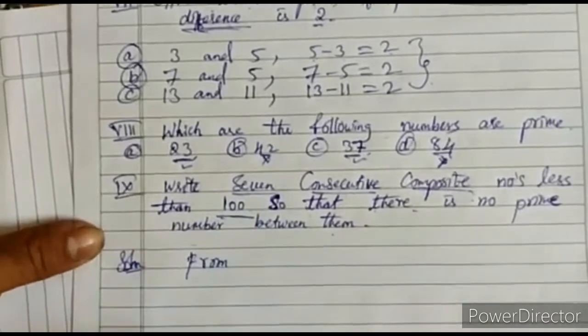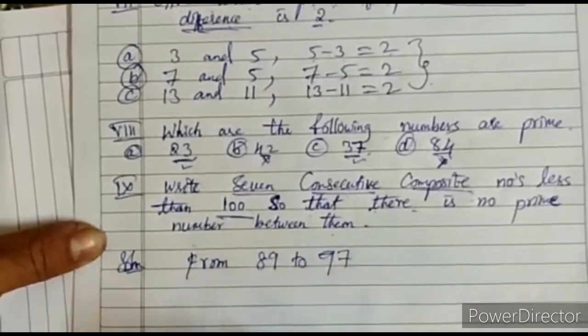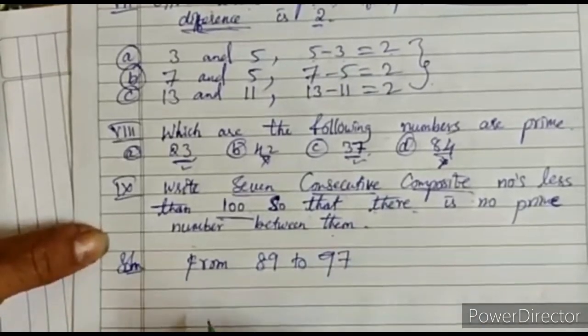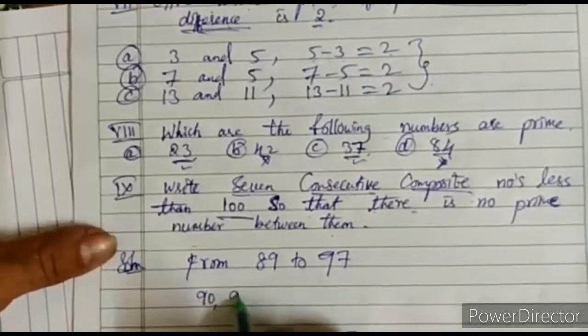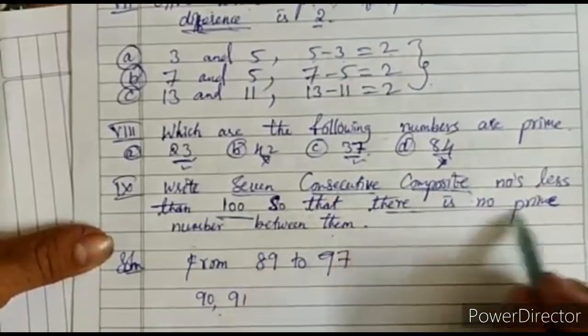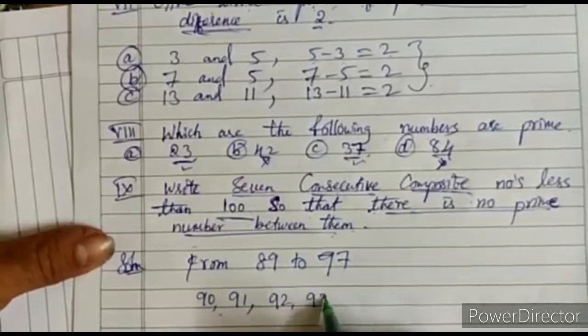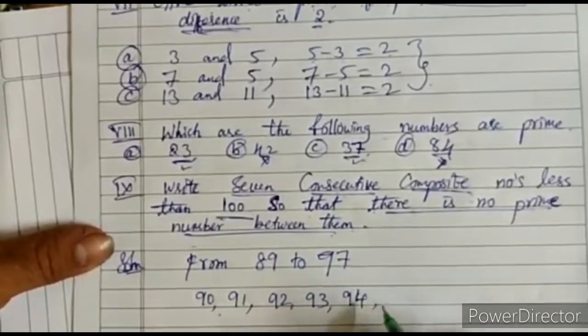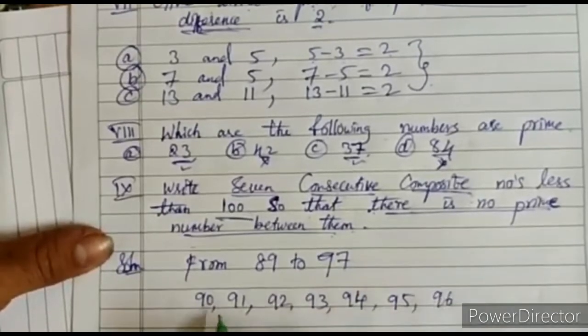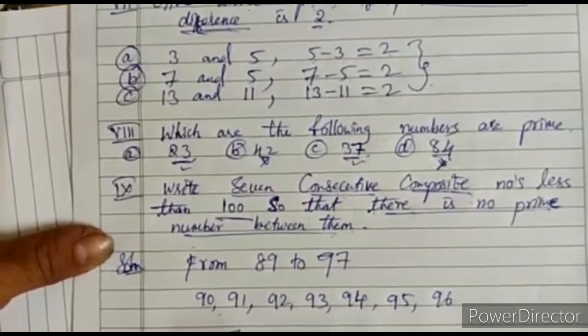From 1 to 100, 100 is given, and from 89 to 97 we get more. The numbers 90, 91 and so on are composite numbers. They told us composite numbers, not prime numbers. There should be no prime number between them. Understood? 91, 92, 93, 94, 95, 96. How many composite numbers are there? 1, 2, 3, 4, 5, 6, 7. There are 7 composite numbers.